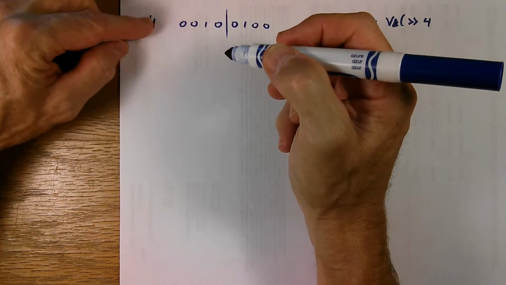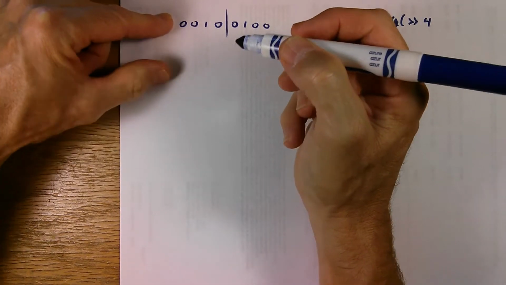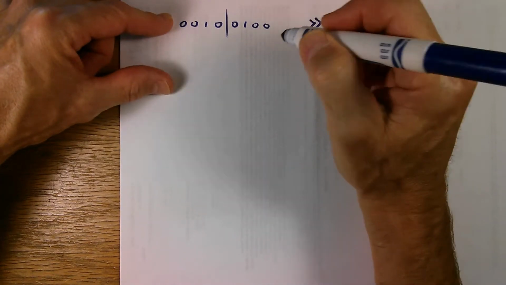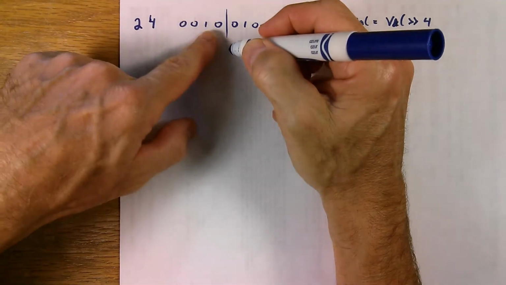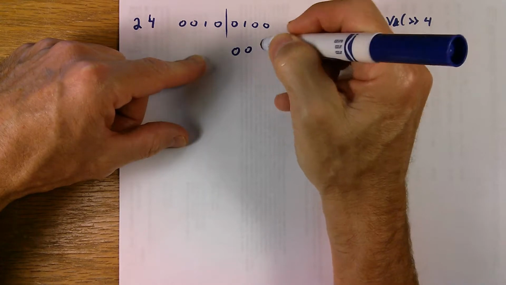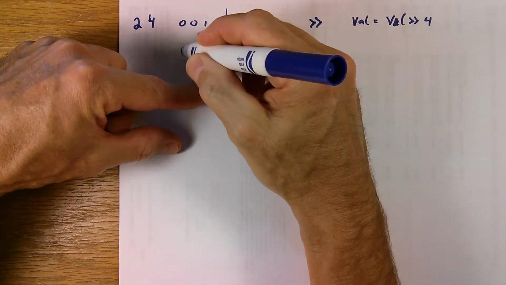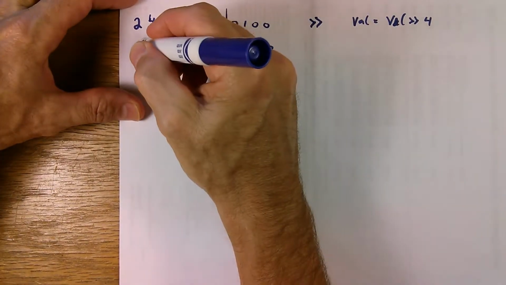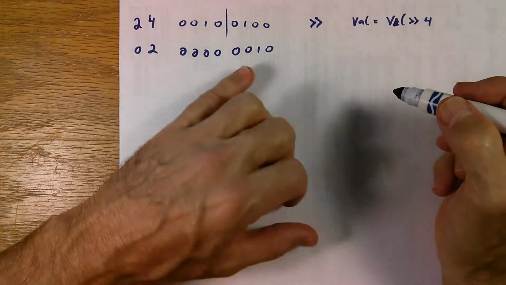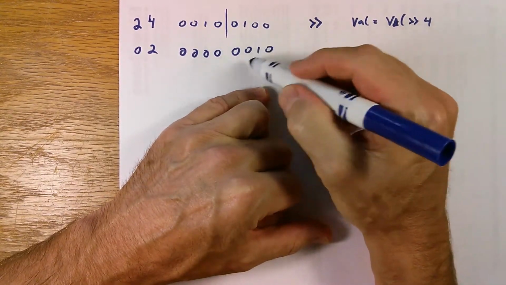Remember when I said it shifted? It's going to shift in zeros into this side, and whatever is out here is going to get shifted off the end and lost. So after 4 shifts, you're going to end up with these 4 bits in here, 0, 0, 1, 0, and zeros all in here. So you're left with 0, 2. So now I can play with the 4 or the 2.